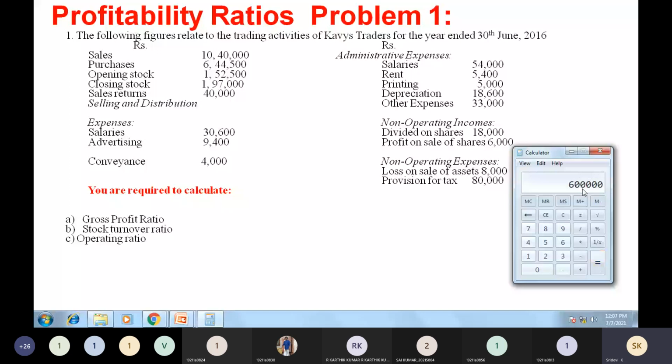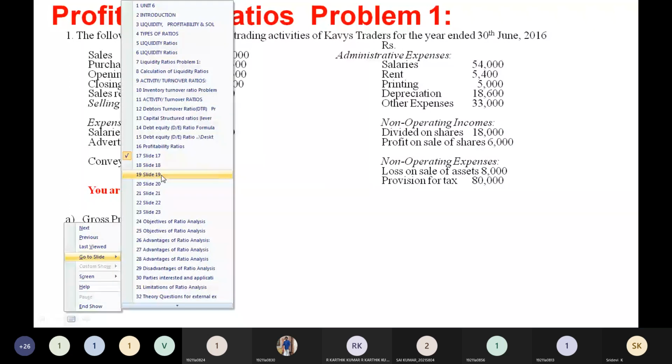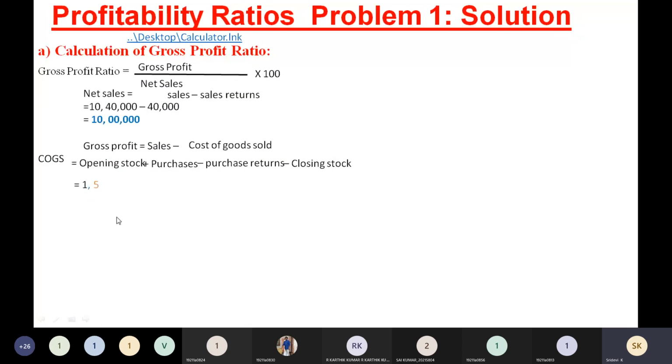Let us go to the slide. So substitute all these values; you have to show it in the answer sheet also. Opening stock 1,52,000 plus purchases 6,44,000 minus closing stock, which is 1,97,000. After deducting, the result we got is 6 lakhs, right? So now you substitute these values.